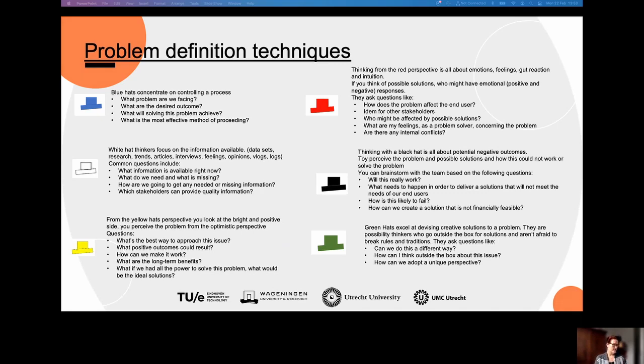So really try to think of how could our challenge, how could it fail, in a sense, or how could we create a solution that is not financially feasible, for example. But also look at the emotions and the feelings. So that's also very important. And I can remember during the kickoff that a lot of times the emotional perspective of food was mentioned. And that is very important also to look at the problem from that perspective.